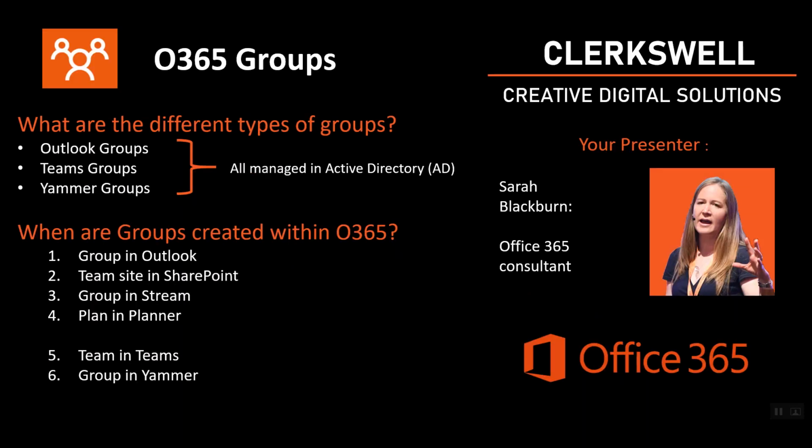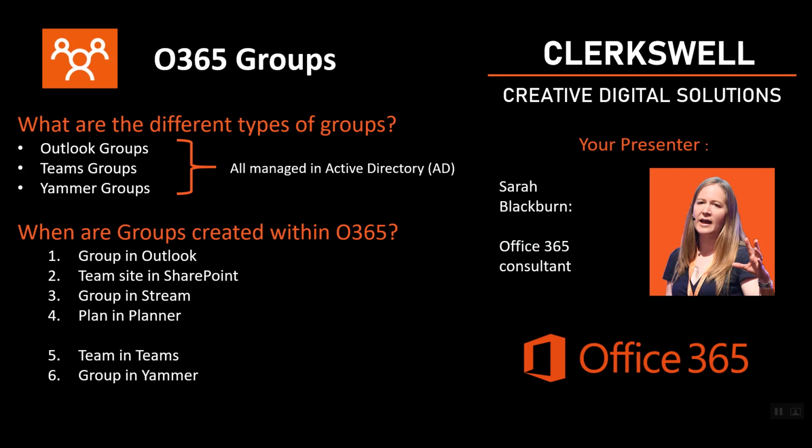So what are the different types of group? All the Office 365 groups can be managed using Azure Active Directory or AD, but there are differences in how they behave depending on where they were created. First, there are Outlook groups. An Office 365 group that's created from Outlook will behave in one way. Then there are Teams groups and Yammer groups that will behave in slightly different ways to each other.